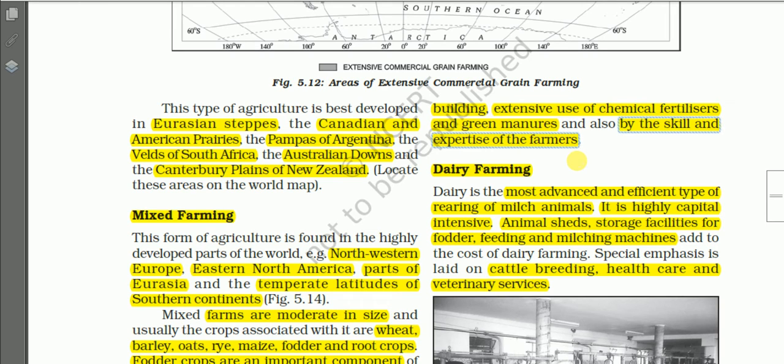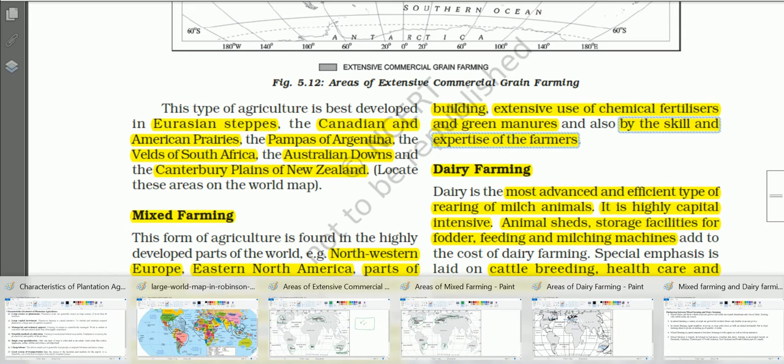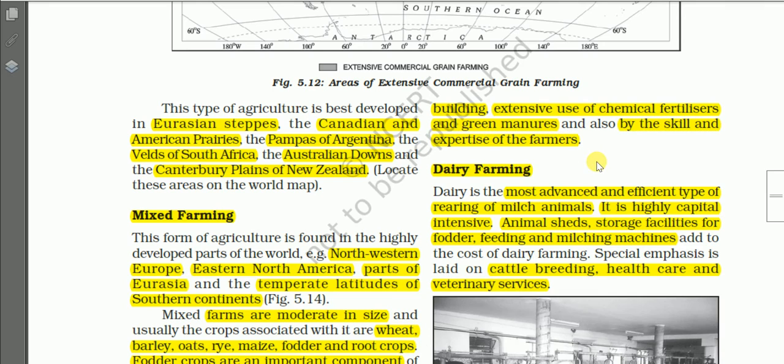So these are the important characteristics of mixed farming. Number one, huge capital is required for farm machinery and buildings. Then there is extensive use of chemical fertilizers and green manures. And another is skill and expertise of farmers. So these are the important features of mixed farming. Up to here, any question, boys and girls?